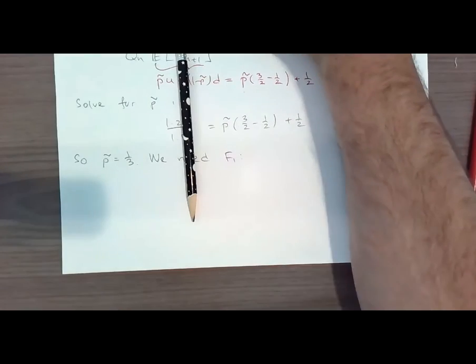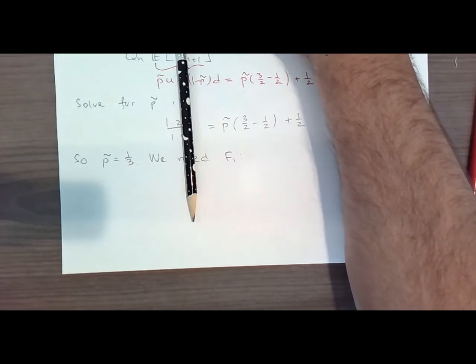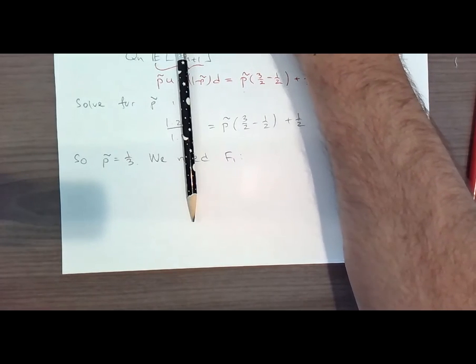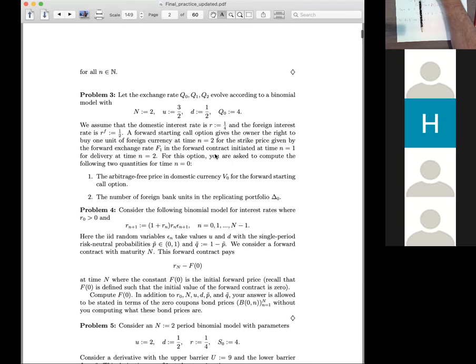And again, if you're in doubt about what F1 is, you just return to the formulation of the problem. What does the problem say that F1 is? The strike is given by F1 in the forward contract, initiated at time 1 for delivery at time 2. We know that when there's delivery, that is when the forward ends, and of course F2 is going to be exactly Q2. So after we figured out what P tilde is, the first line of business is to figure out what F1 is.